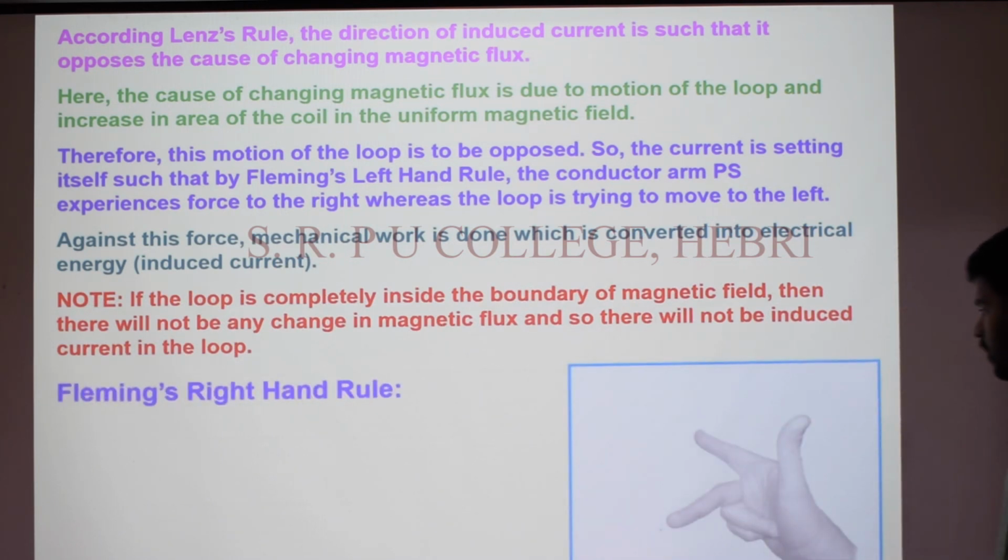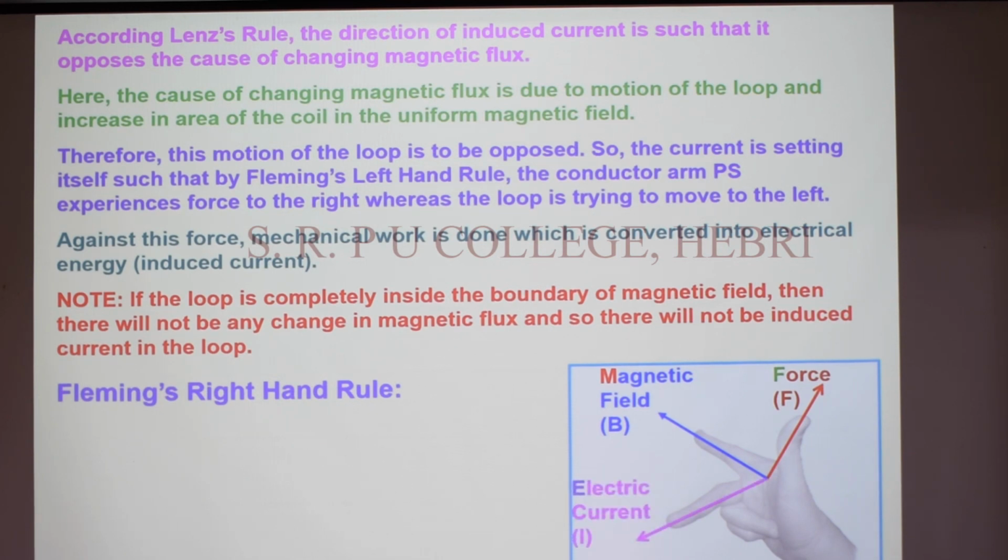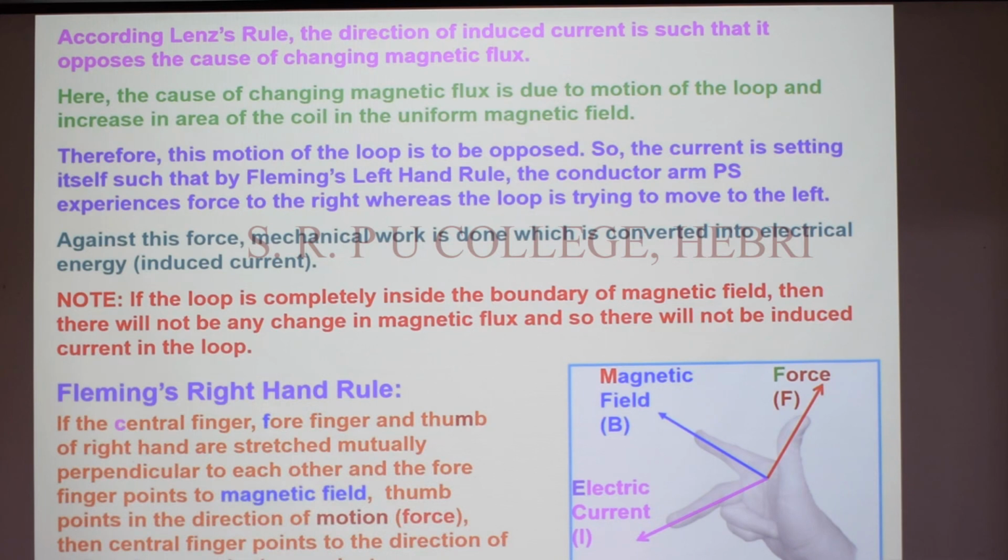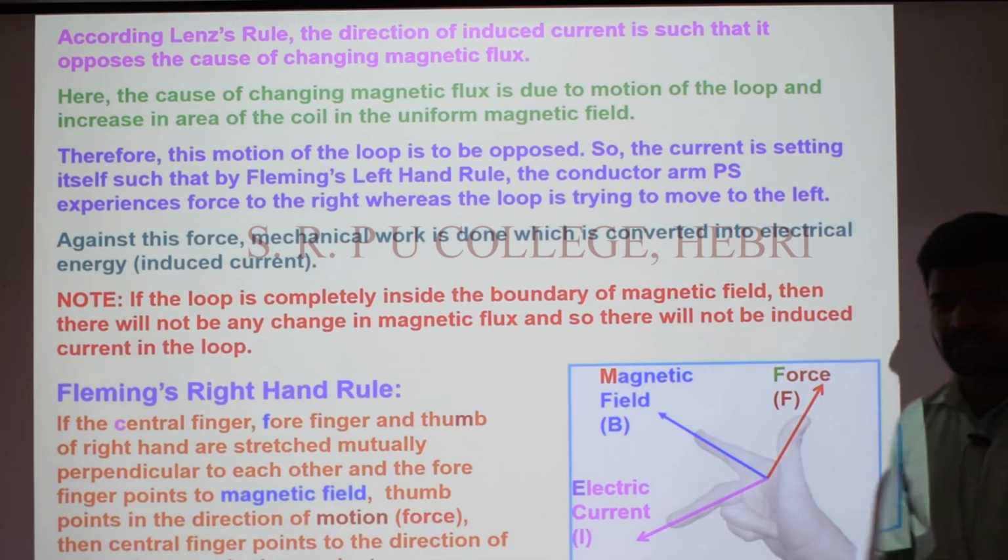See here, the forefinger indicates the direction of the field, the thumb points the direction of the force, and the middle finger indicates the electric current. Therefore, the statement is: if the central finger, forefinger and thumb of the right hand are stretched mutually perpendicular to each other, and the forefinger points the magnetic field, the thumb points the direction of the motion that consists of force, then the central finger points the direction of induced current in the conductor.